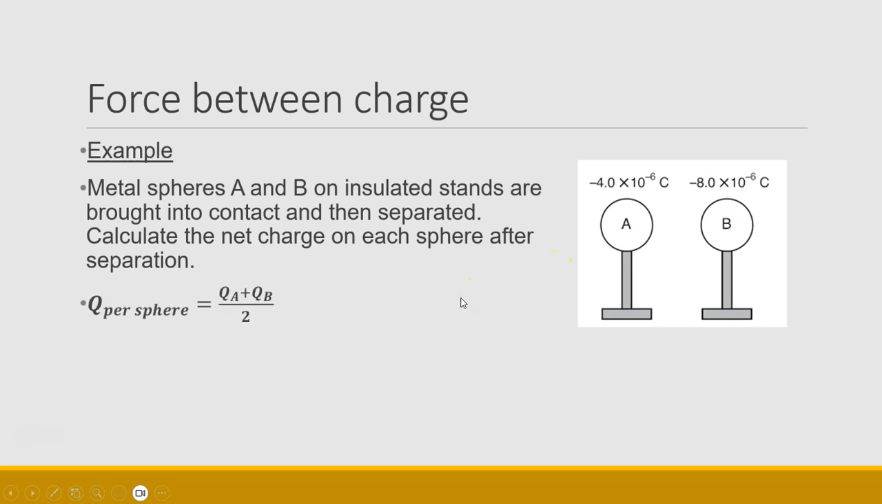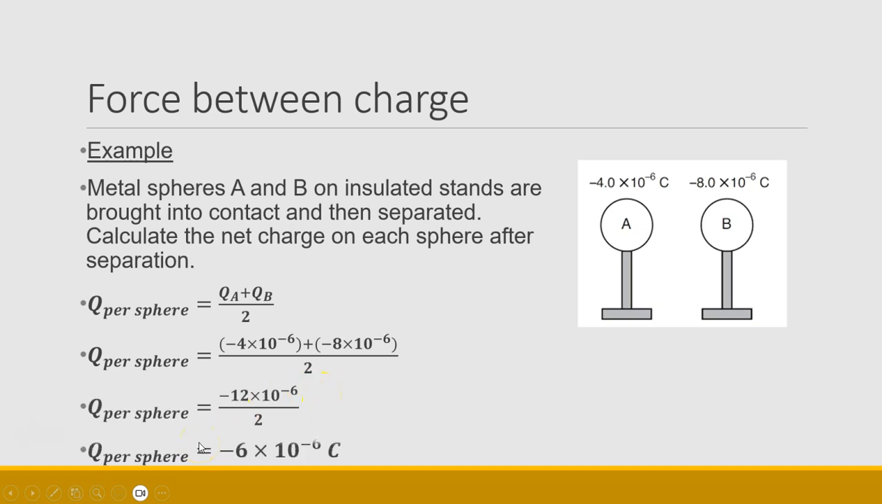So we need to apply the formula Q per sphere equals Q of sphere A plus Q of sphere B divided by 2. We're just taking an average of these two values. So that's minus 4 times 10 to the minus 6 plus minus 8 times 10 to the minus 6. And that answer divided by 2 gives us a new charge of minus 6 times 10 to the minus 6 coulombs.